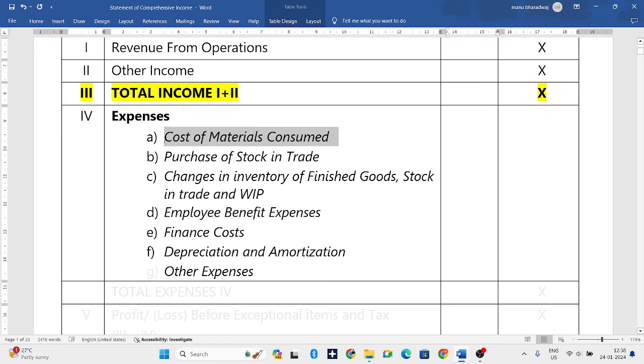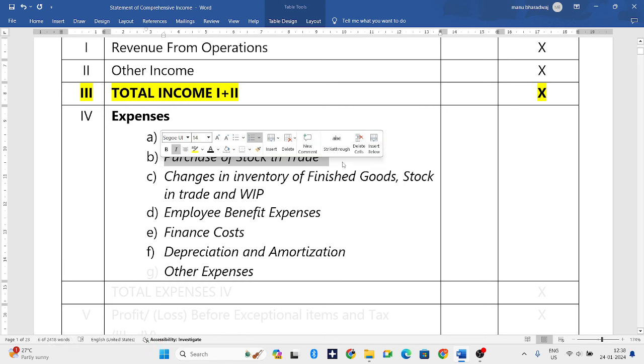First one is cost of materials consumed. In the question they will give it as cost of materials consumed only. Next will be purchase of stock in trade. Purchase of stock in trade is mostly your purchases, and usually it is purchases only.